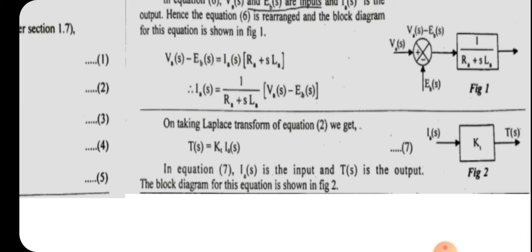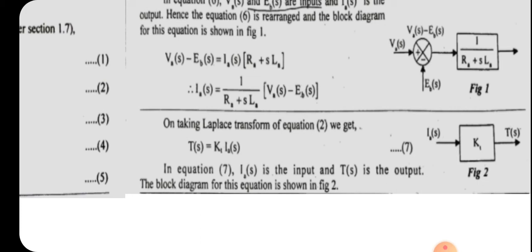So that means from this equation we can find that T of S is the output and IA of S is the input. So the next block after IA of S will be KT. That means KT is another block whose input is IA of S and output is T of S. So that is obtained from equation 7.